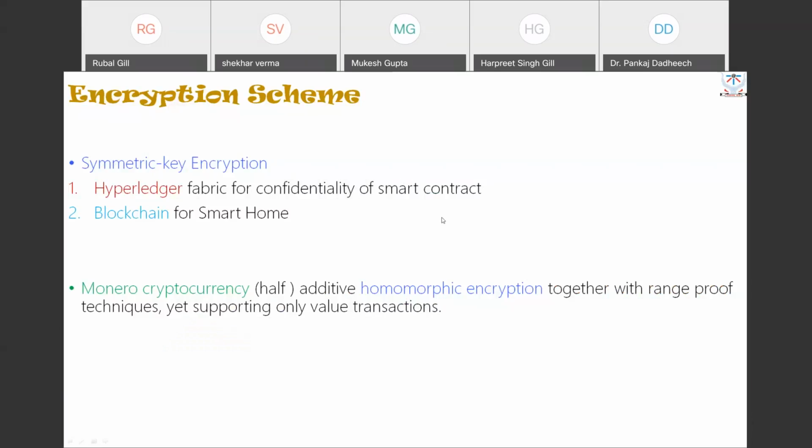How does the transaction take place? That is a program which is known as a smart contract. And I told you the property is that it should be Turing complete. Hyperledger uses symmetric encryption. In Monero, we have range proofs showing the actual money transferred, which uses homomorphic encryption, which is another cryptographic principle.